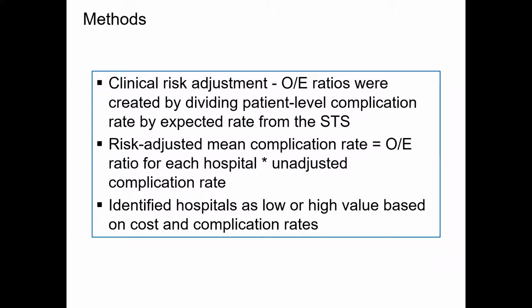Risk-adjusted complication rates and costs were created to identify low and high value hospitals. So the clinical risk adjustment used the observed to expected ratios by dividing the patient level complication rates by the expected rates from STS themselves. Then the risk adjusted mean complication rate was the O/E ratio for each hospital multiplied by the unadjusted complication rate. This identified hospitals as low or high value based on cost and complication rates.